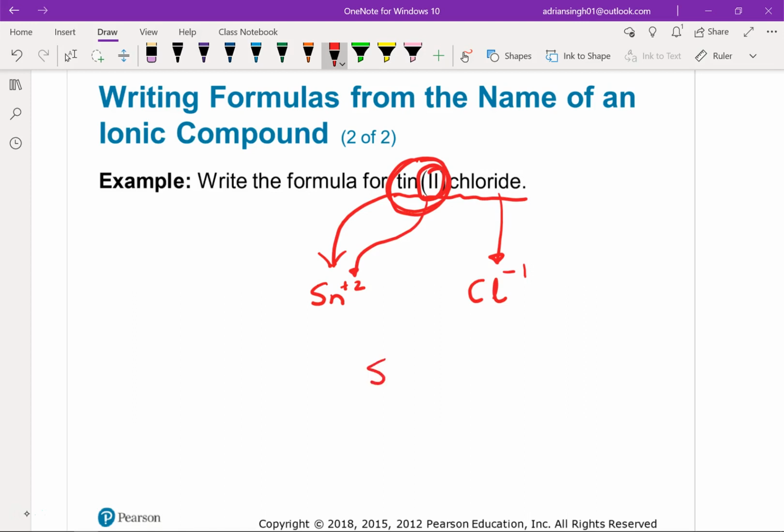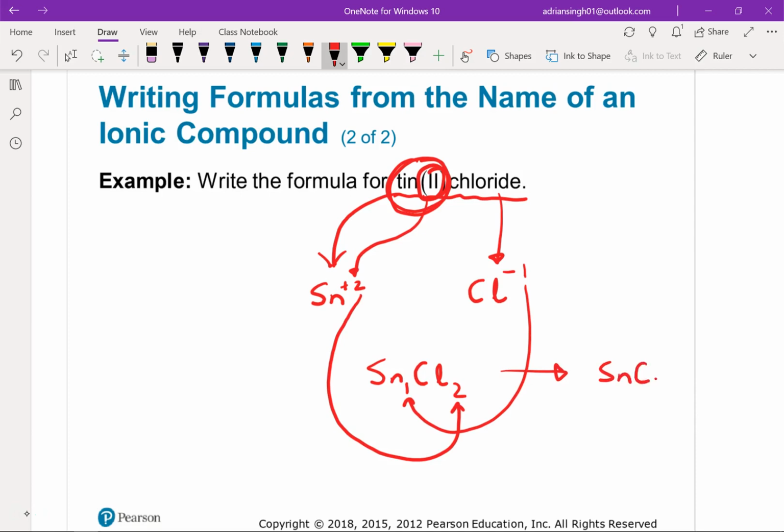So when we combine these, we can do our cross-charge thing. The 1 on the chloride becomes a subscript on the tin, and the 2 on the tin becomes a subscript on the Cl. So we end up with SnCl2 as the formula for tin 2 chloride. All right, so going back and forth from the name to the formula, and from the formula to the name, that in essence is what nomenclature involves in chemistry. And that's the nomenclature for your basic, very fundamental ionic compounds.